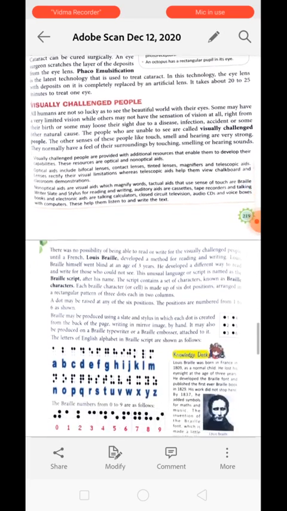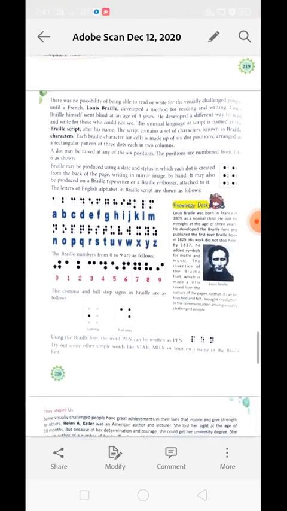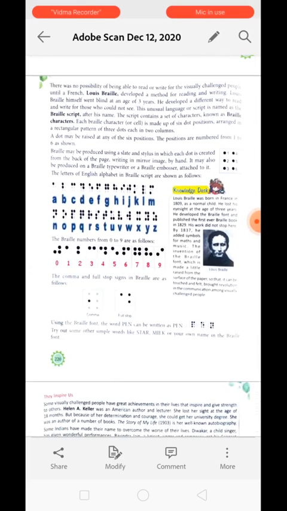Okay, so over here we are talking about braille script. This is a script which is basically used by people who are visually challenged. Now, what is braille script? There was actually no possibility of being able to read or write for visually challenged people until a Frenchman, Louis Braille, developed a method for reading and writing. Louis Braille himself was blind from the age of 3. He developed a different way to read and write for those who cannot see. This unusual script is named after him as Braille script.